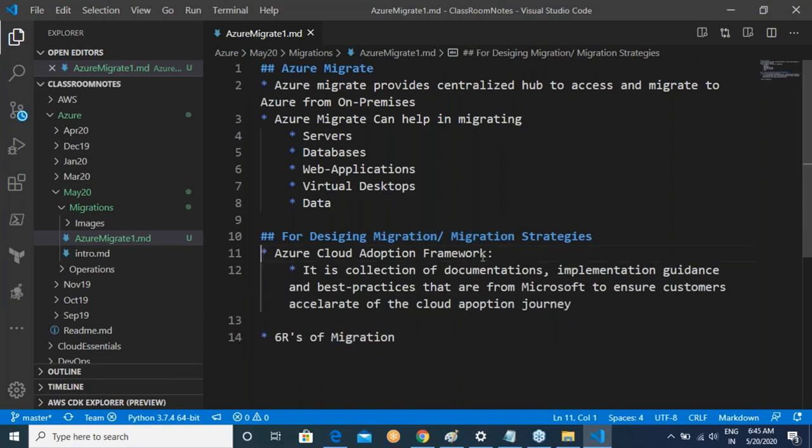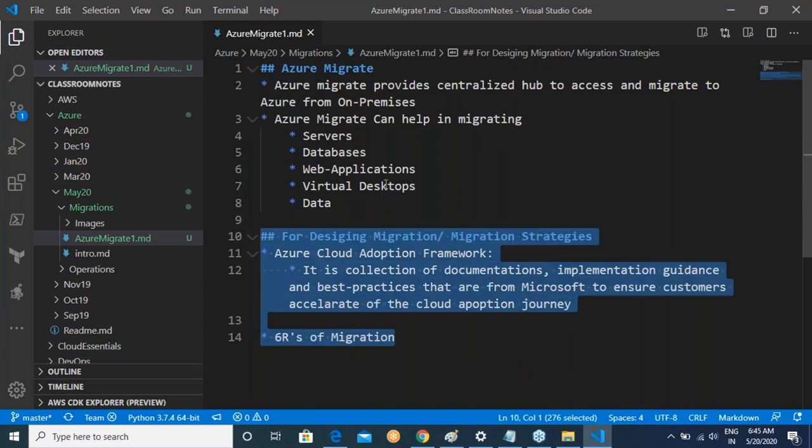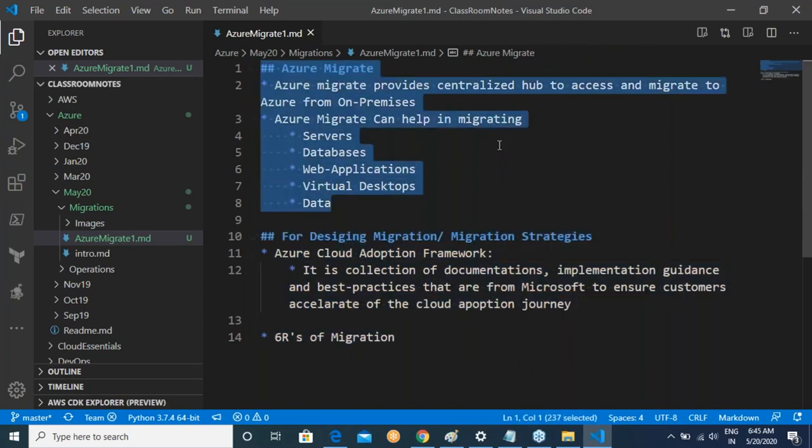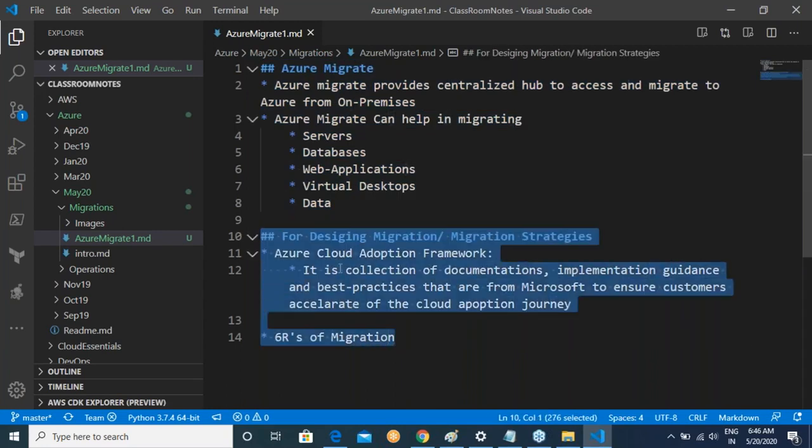So we have to understand this design aspect, and we also need to understand this Azure service, which helps us in migrating the stuff. Am I clear so far? So whatever is highlighted here is for both John and Steve. This is something which John has to be very good at.